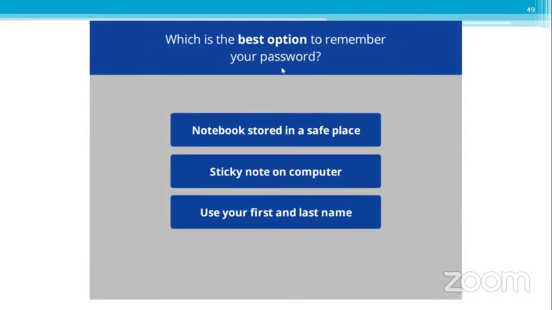So which is the best option to remember your password? Notebook stored in a safe place, sticky note on a computer, use your first and last name. Which one is the best option to remember your password?